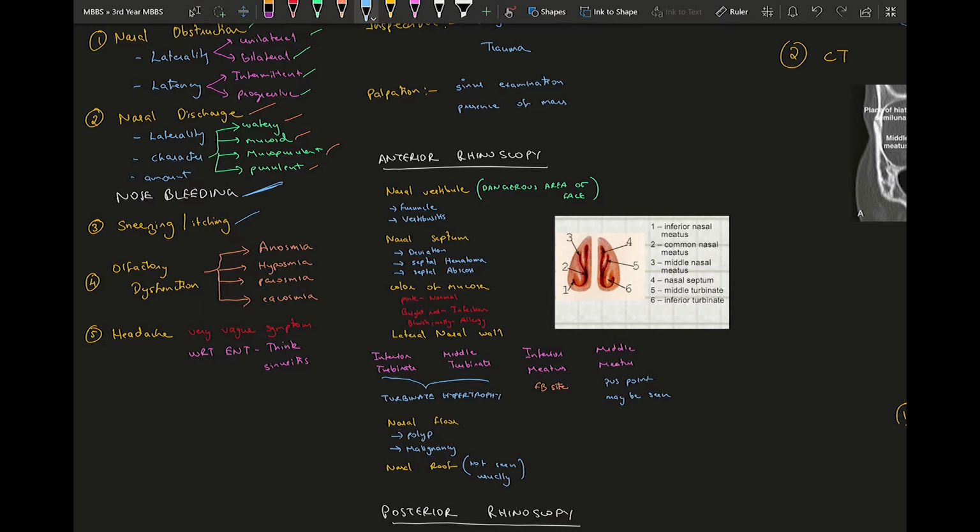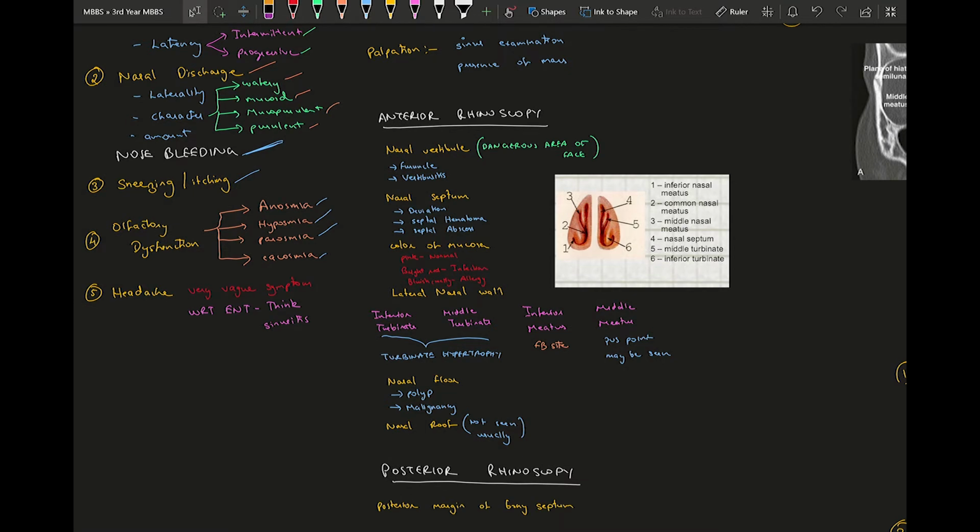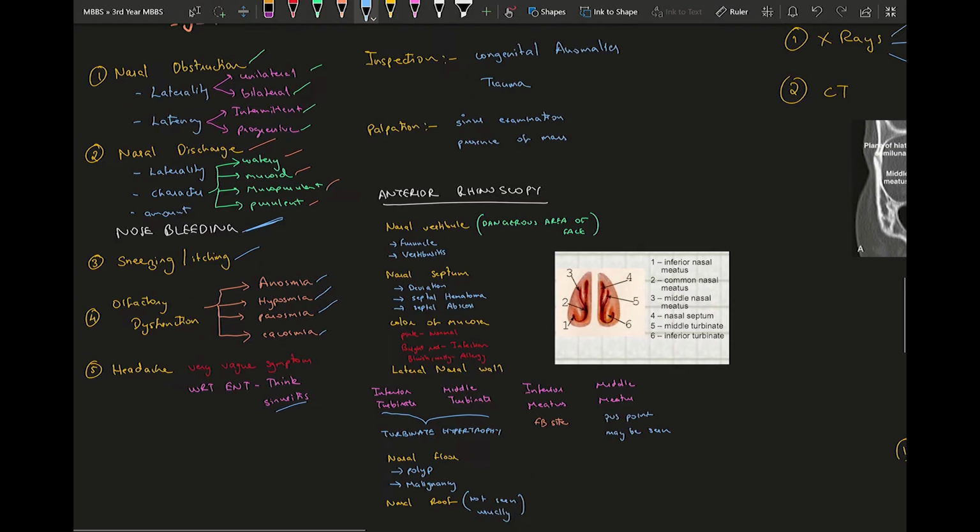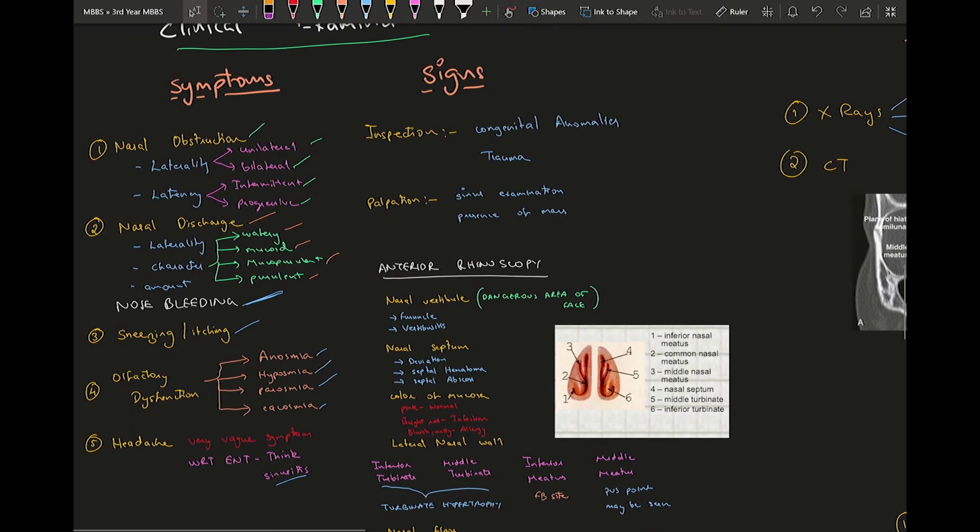Moving on, olfactory dysfunction. There can be altered smell sensation: anosmia is absence of smell, hyposmia is decreased smell sensation, parosmia is altered smell, and cacosmia is an obnoxious smell sensation. Headache is a very vague symptom, but whenever someone says headache and they are directed to the ENT department from general medicine, please think about sinusitis, the most common cause of headache in ENT. Those are all the symptoms you need to know about: nasal obstruction, nasal discharge, sneezing, olfactory dysfunction, and headache.